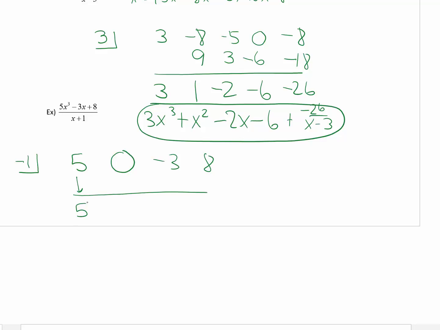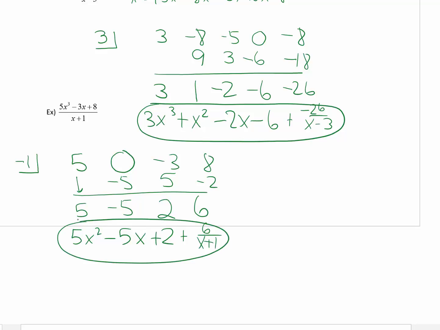Okay, so take this 5 and multiply by -1, that's -5. Add down, that's -5. -5 times a -1 is a +5. -3 plus 5 is 2. Take this 2 times -1, that is -2. 8 plus a -2 is 6. So again, 5x cubed divided by x, that is 5x squared, minus 5x plus 2 plus 6 over the divisor, which in this case is x plus 1. And we're done here.